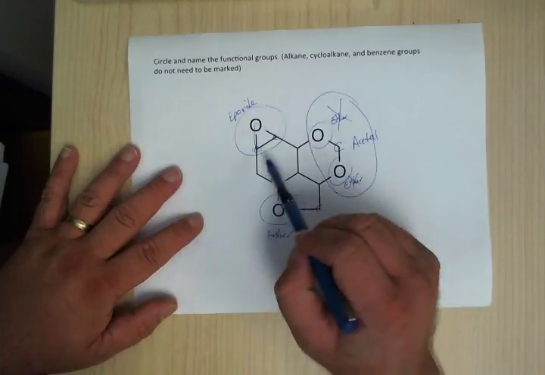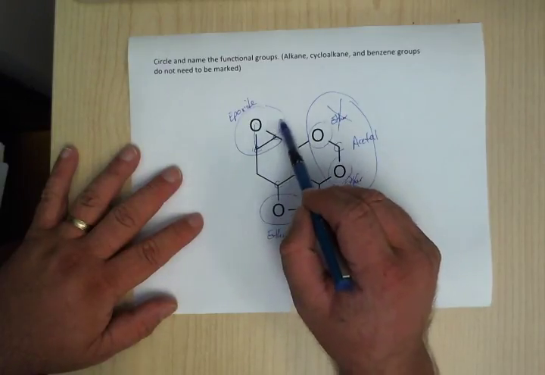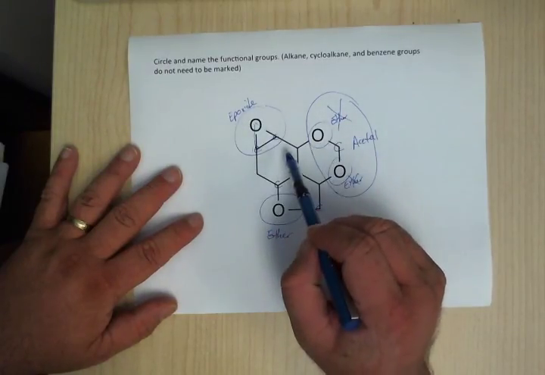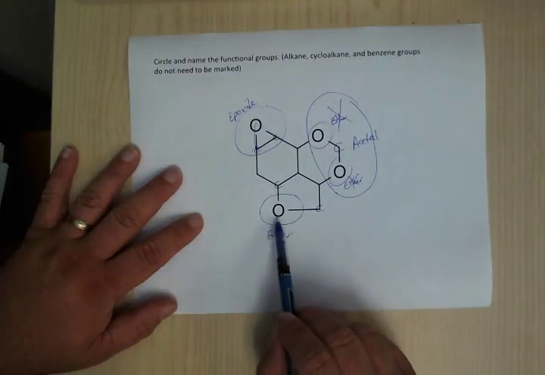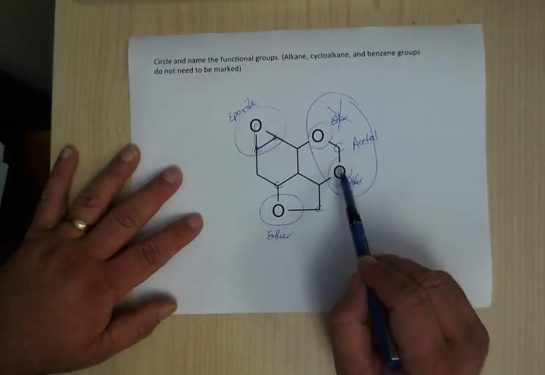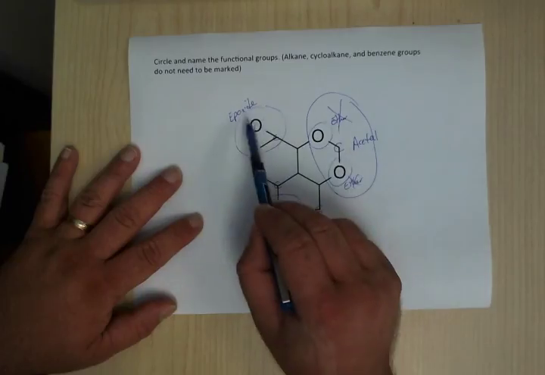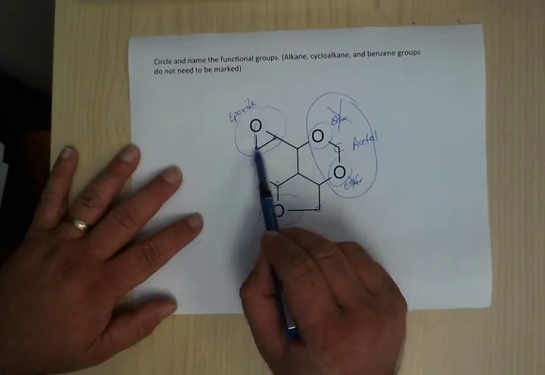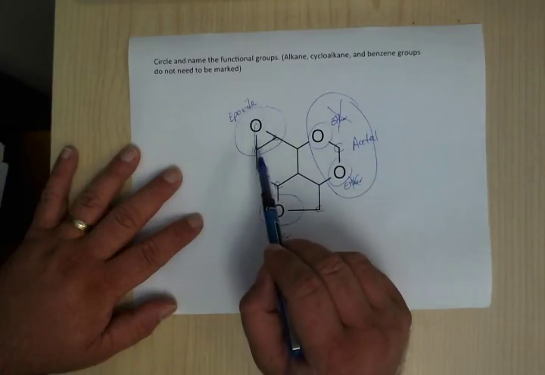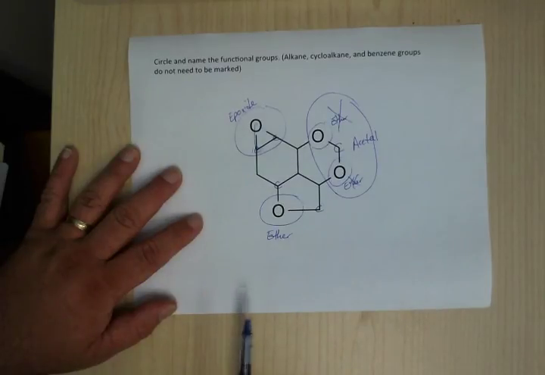But we'll talk about how you make these, and these are kind of fun. But this is a special case of the ether. A regular ether is just going to be off by its lonesome. Two ethers right next to each other are going to be an acetal, and an ether that's part of a triangle is going to be an epoxide. Okay, so keep working on these. Good luck.